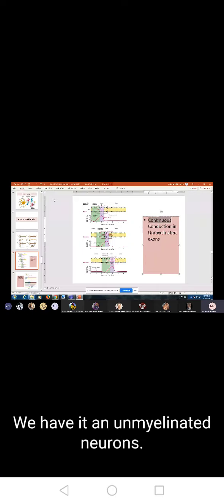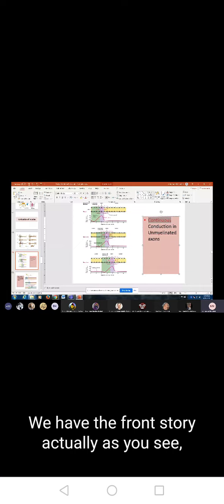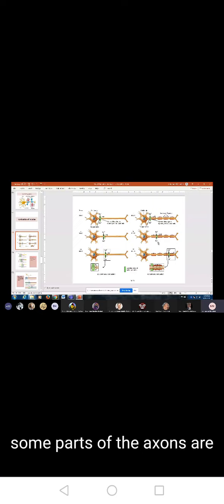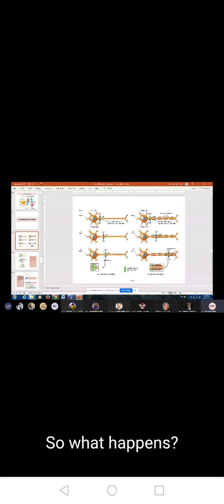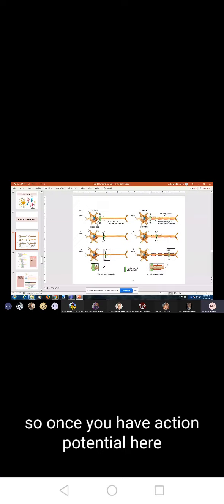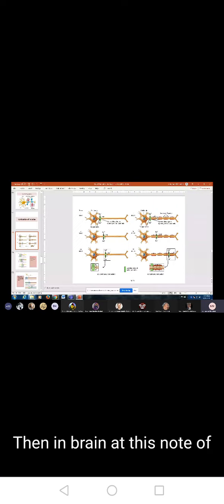We have it in unmyelinated neurons. What happens in myelinated neurons? We have a different story actually. As you see, some parts of the axons are covered with myelin sheaths, so they are not generating any action potential. So the currents that we have developed are developing between the nodes. Once you have an action potential here, you have currents inside to depolarize the membrane at this node of Ranvier.